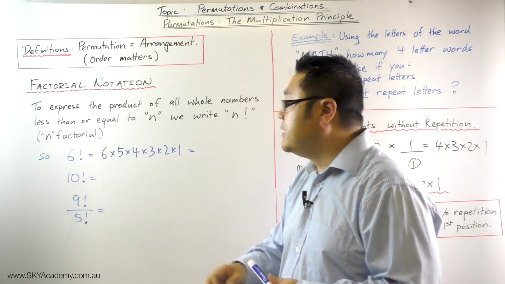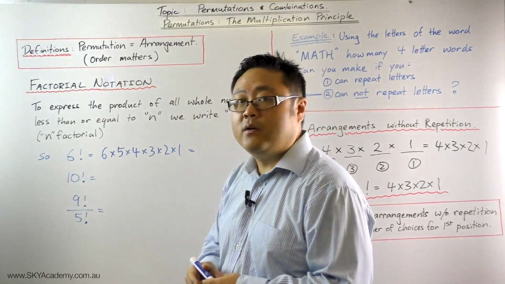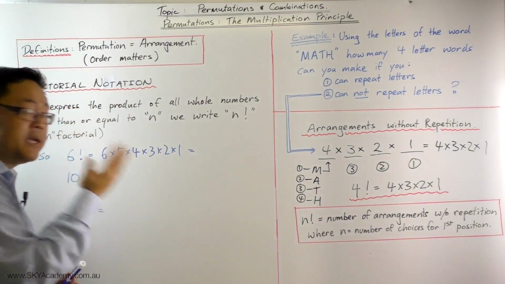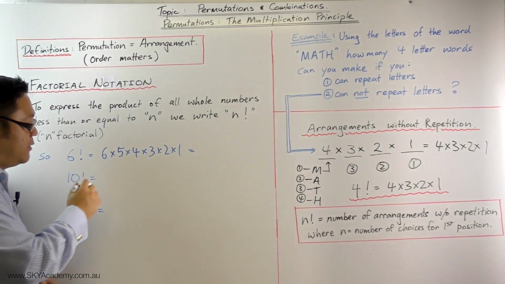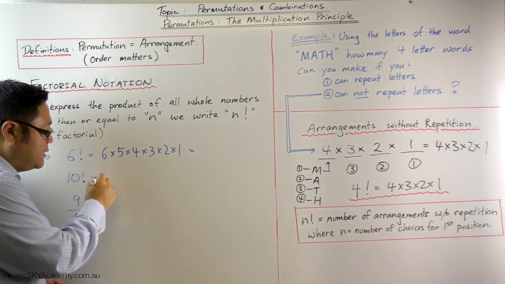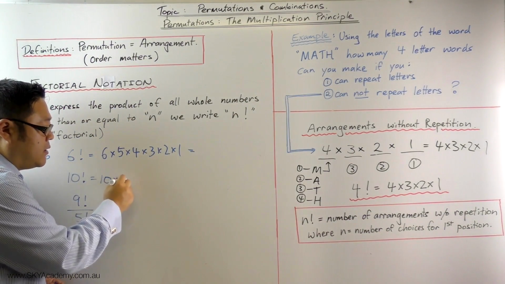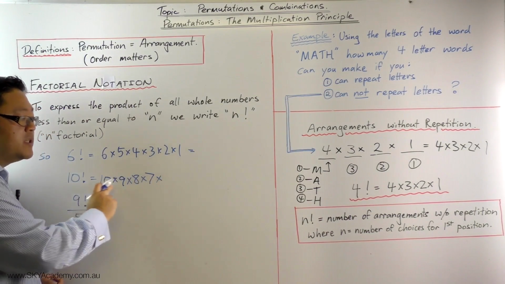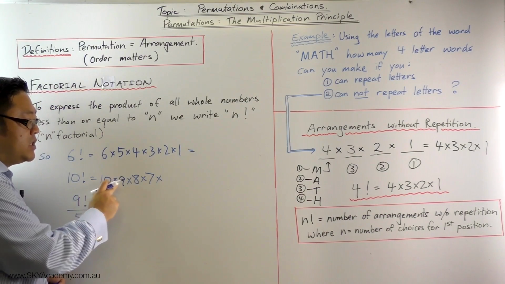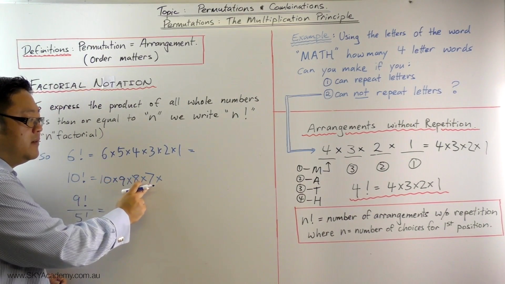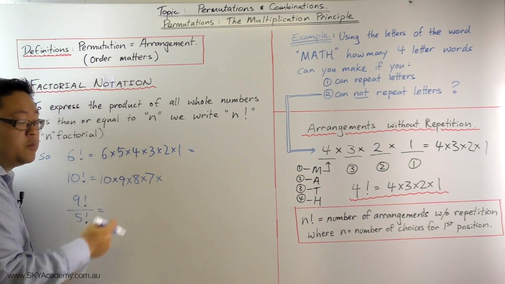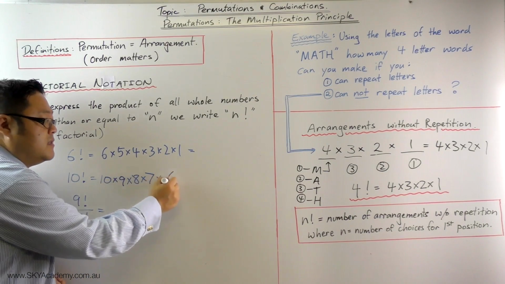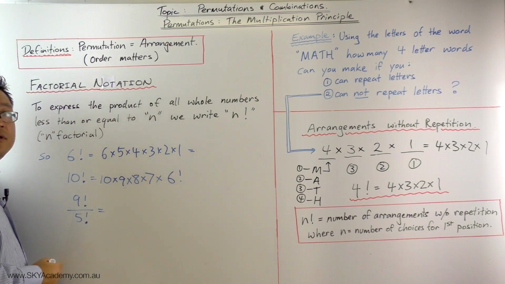Okay, 10 factorial will be 10 times 9 times 8 times 7 times, and here's where I'm going to be sneaky, 6 factorial, right?